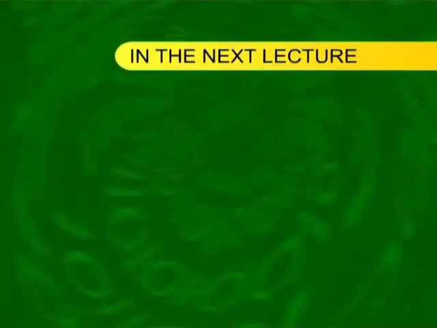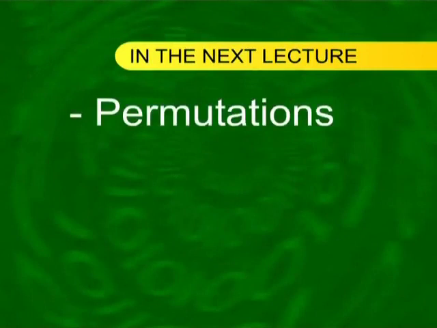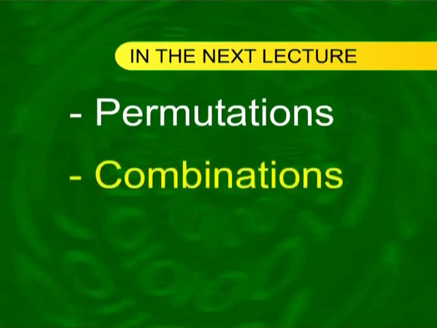Students, this brings us to the end of today's lecture, and in the next lecture, I will discuss with you the other 2 very important rules which enable us to solve a number of problems in probability theory, the rule of permutation and the rule of combination. After that, we will proceed to the real thing itself, and that is probability.